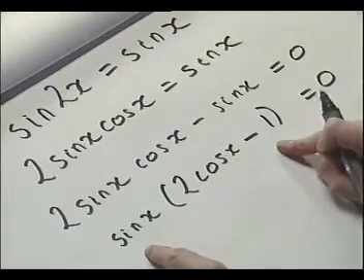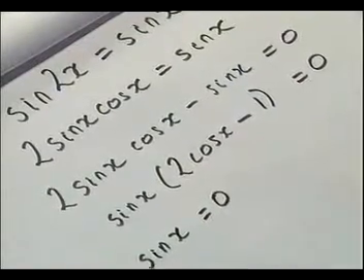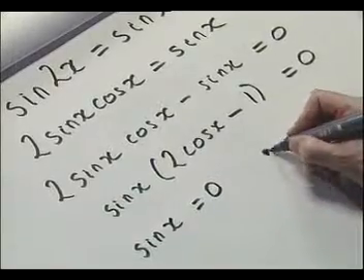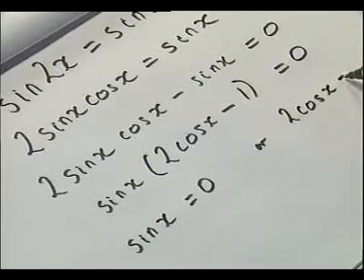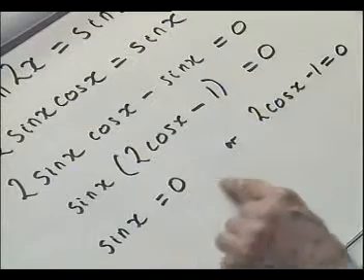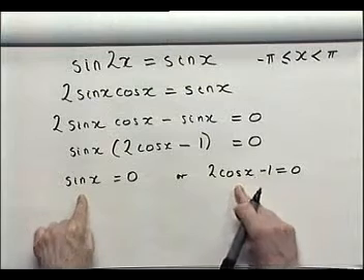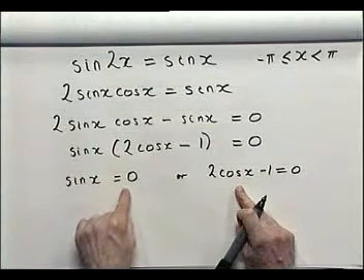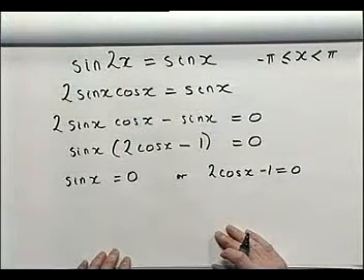Two expressions multiplied together give us 0. So either or both of these expressions is equal to 0. So either sine x equals 0 or 2 cos x minus 1 equals 0. Now, we've managed to reduce this equation to two smaller, simpler equations. One's for sine and the other one's for cos. But each is going to give us a value of x.